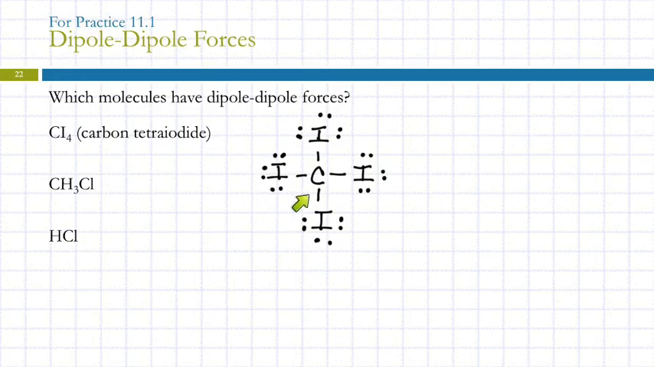So these bonds are polar, right? Carbon and iodine are different. It's not carbon-hydrogen, so we predict that those are polar bonds. Is the molecule polar then?